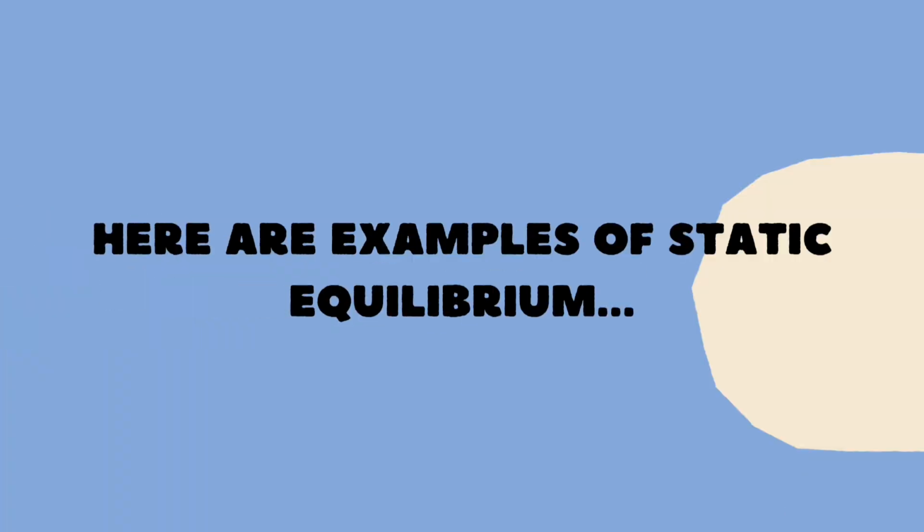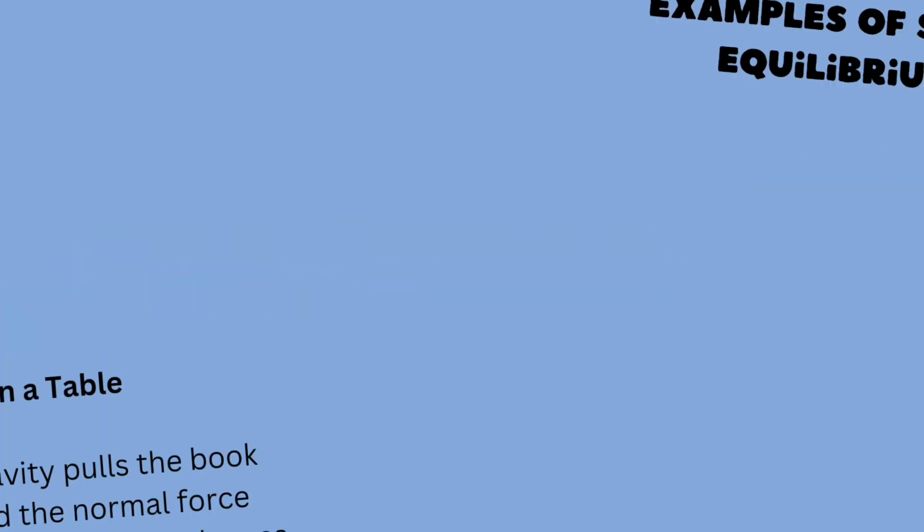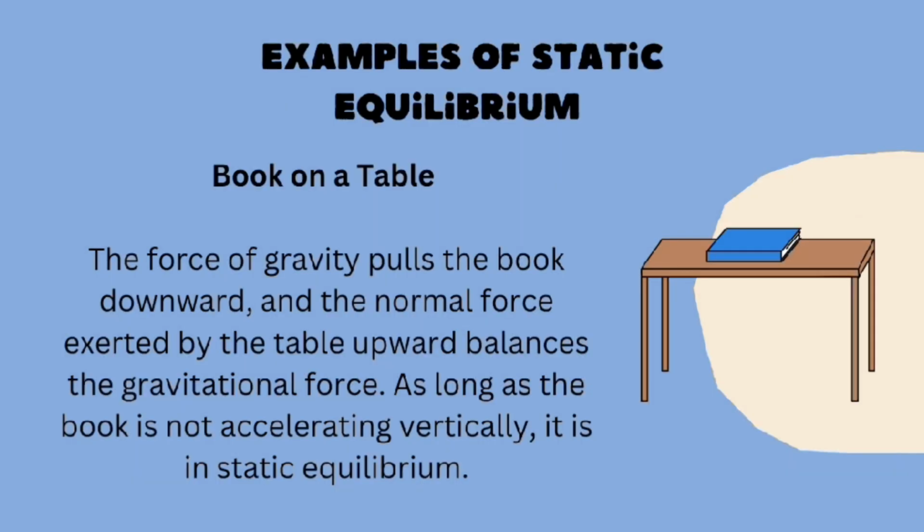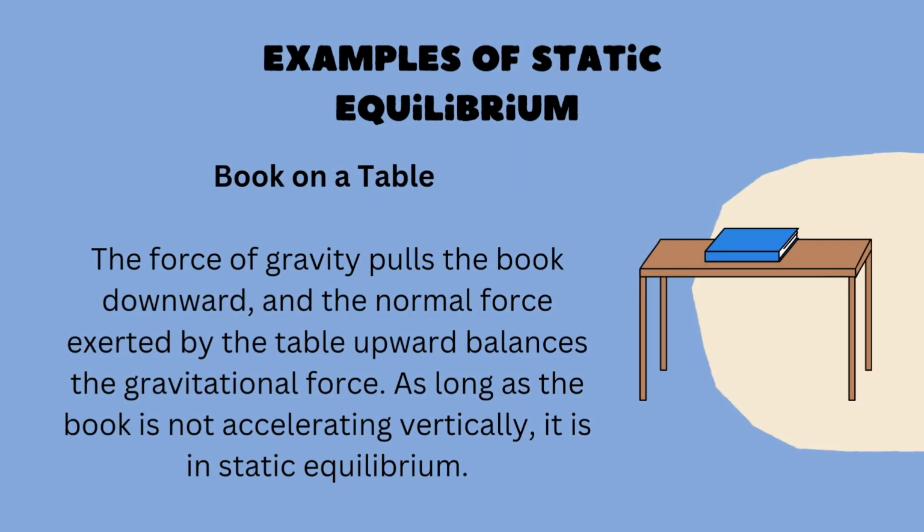Here are examples of static equilibrium. Book on a table. The force of gravity pulls the book downward, and the normal force exerted by the table balances the gravitational force. As long as the book is not accelerating vertically, it is in static equilibrium.